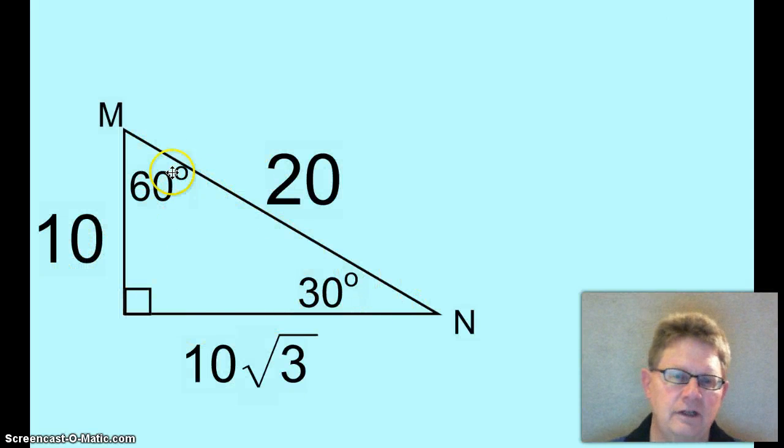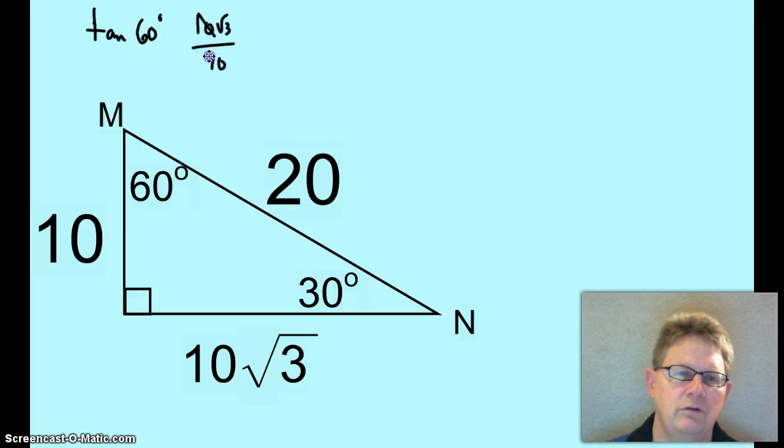Remember our 30, 60, 90 triangle from 7.4? Well, here we go. What is the tangent of 60 degrees? Looking at this 60-degree angle, tangent of 60, opposite over adjacent, 10 root 3 over 10, reduce the tens, the tangent of 60 is root 3.